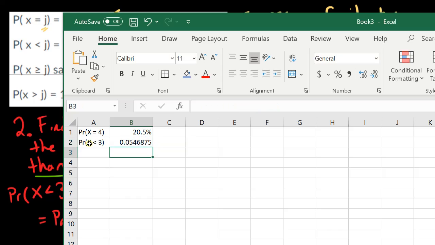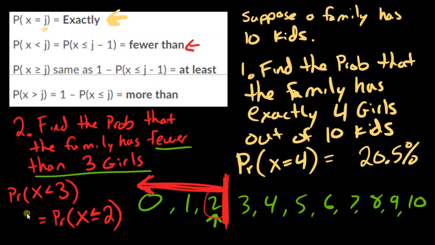Press enter, and there we go. Okay, and I can save that as a percentage by typing this little percent sign, maybe some more decimals. So 5.5%. I'll keep that. So my answer here is 5.5%.